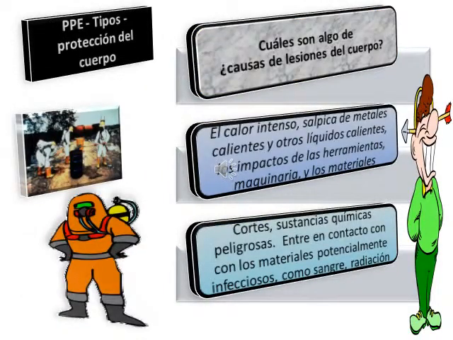What are some of the causes of body injuries? Intense heat, splashes of hot metal and other hot liquids, impacts from tools, machinery, and materials, as well as cuts, hazardous chemicals, and contact with potentially infectious materials like blood or radiation.